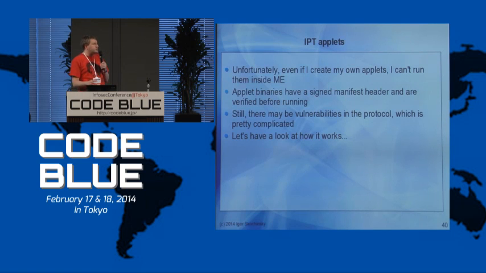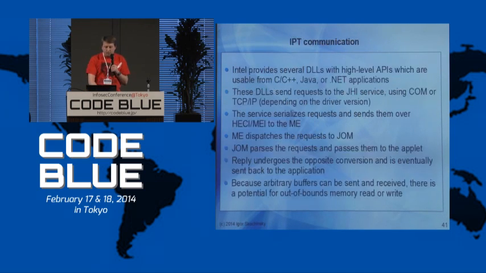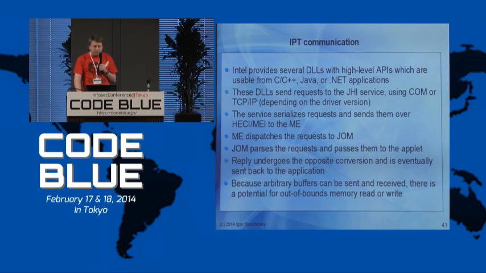However, because there are many layers in this component, there may be some vulnerabilities. So just a bit about how it works. Intel provides some DLLs that are used by the software which communicates with ME, which uses this identity protection feature. And so what these DLLs do, they send a request to the service which is running on your computer, either over COM or TCP/IP. The service takes those requests, it serializes them. So they split into packets and send them to the ME over this host embedded control interface over the PCI to the ME.